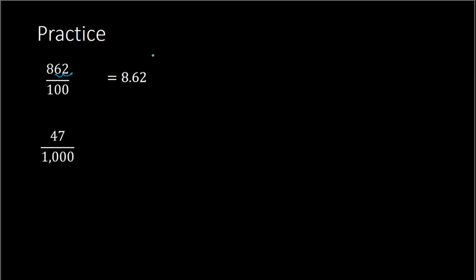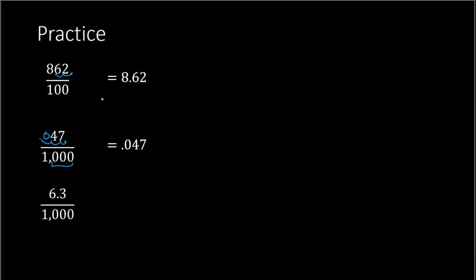Now what about 47 over 1,000? So here we are dividing by 1,000. And the decimal point is starting here after the 7 for 47. So when we move this over 3 places because there's 3 zeros, we go over 1, 2, and then we go over one more place to the left, which means we have to add a 0 in the front, and the decimal point goes in the front of that. So our solution would be 0.047.